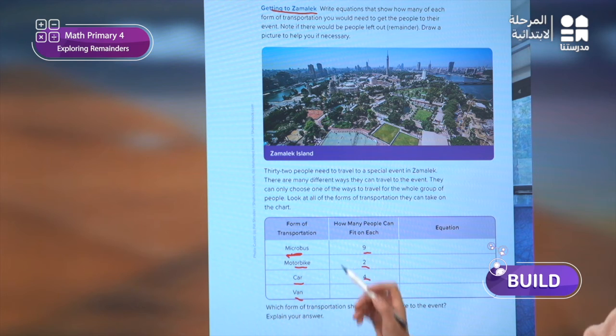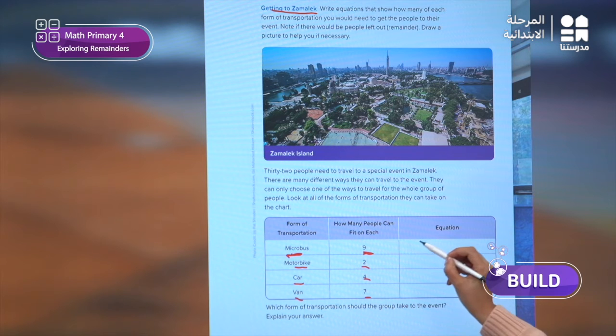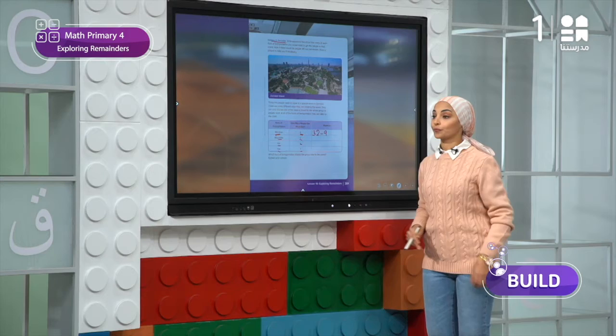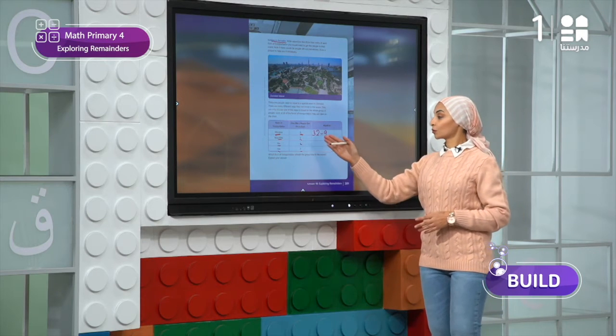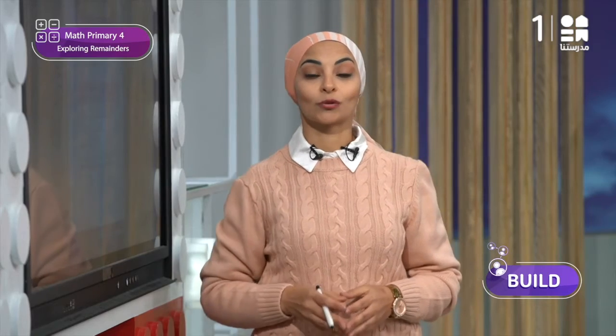So, 32 is the dividend in all the equations. In the first equation, we will use the microbus that carries 9 people at a time. Of course, we will divide 32, the number of all people, divided by 9, right? Let's write the equation together as you see here. Write it with me.